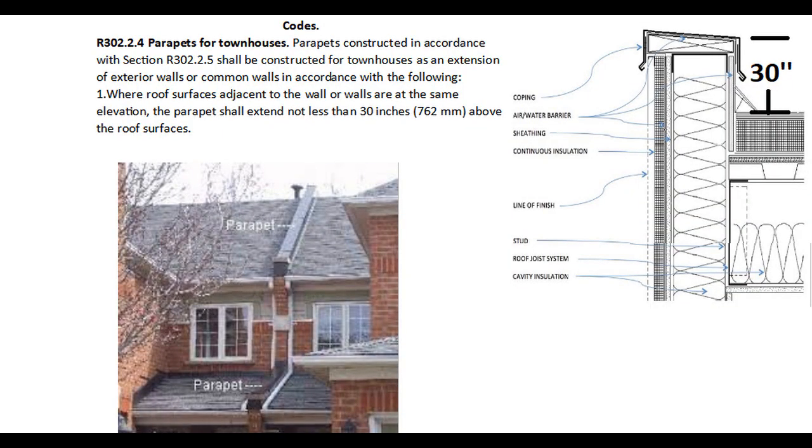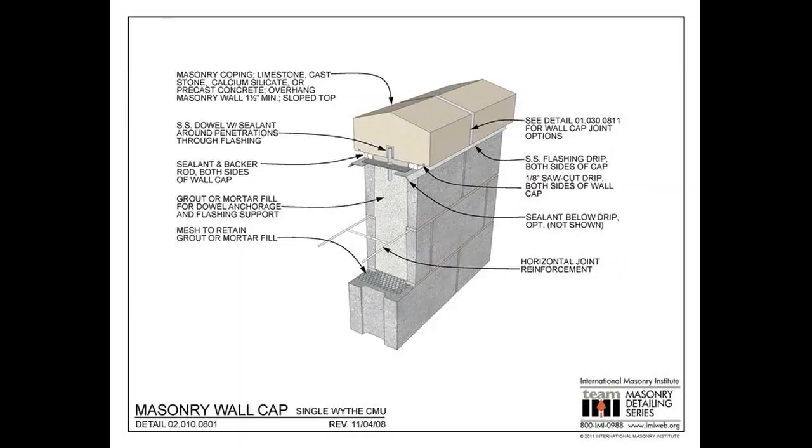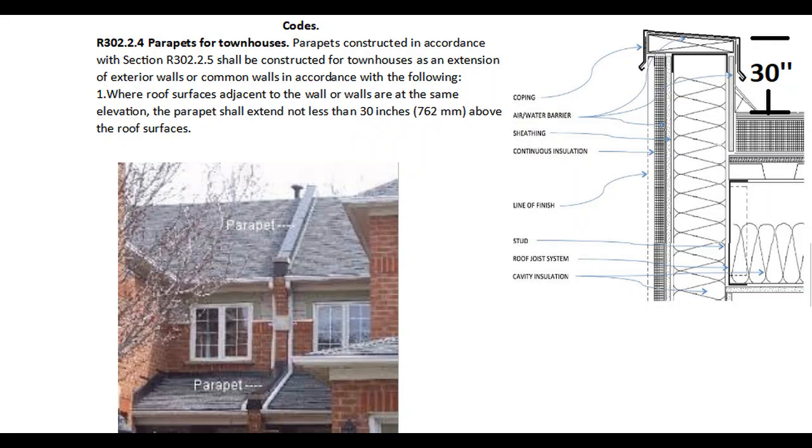R302.2.4 Parapets for townhouses. Parapets constructed in accordance with Section R302.2.5 shall be constructed for townhouses as an extension of exterior walls or common walls in accordance with the following. 1. Where roof surfaces adjacent to the wall or walls are at the same elevation, the parapet shall extend not less than 30 inches above the roof surfaces.